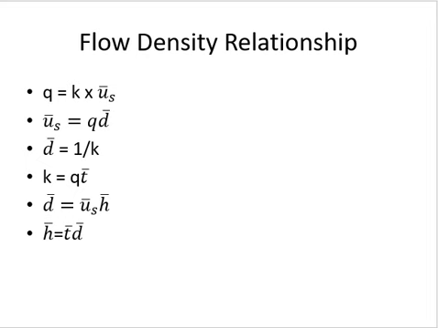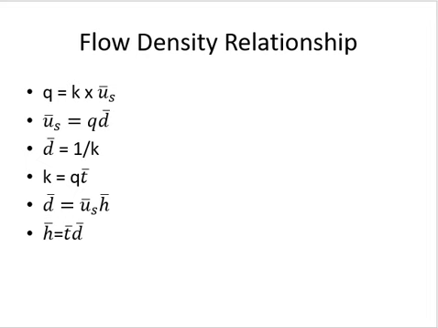Then K equals Q into T dash, where T dash is the average travel time. T dash is what? Average travel time. Then d dash equals the space mean speed into average headway. H dash is average headway.